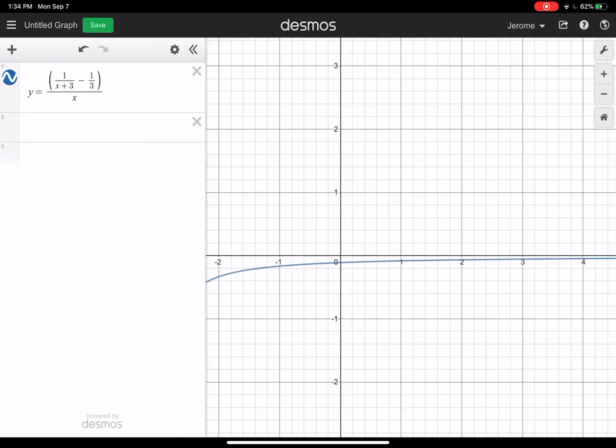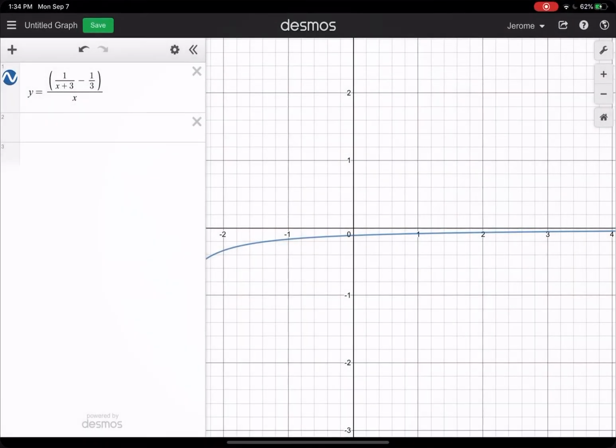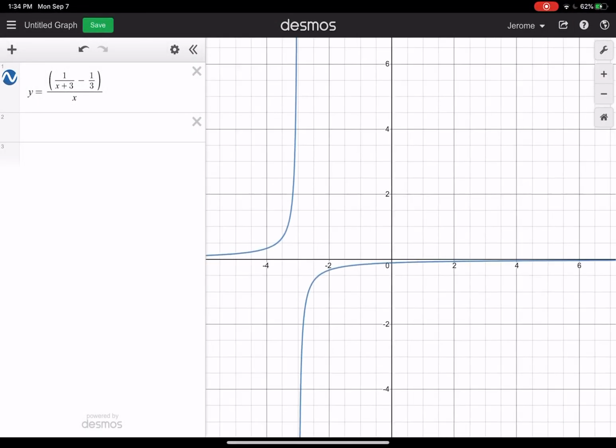Now it would be extraordinarily hard to see where that dot would be at 0, but does 1/9 make sense, or negative 1/9? It was negative 1/9. It seems reasonable, right? It's pretty close to the x-axis right there.